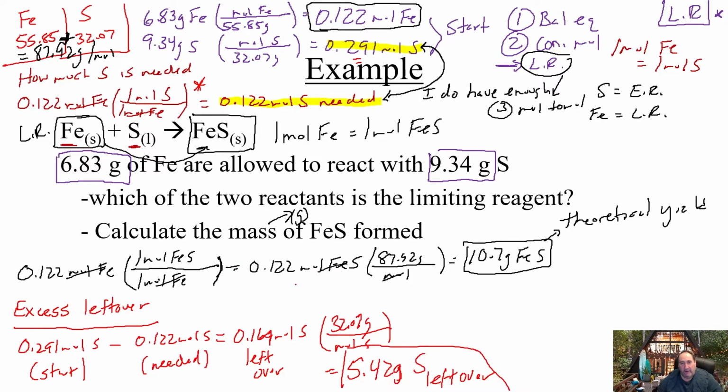And again, here we started with 9.34 grams of sulfur. So roughly in this reaction, we used just under 4 grams of sulfur. Once again, because iron was our limiting reagent, we would have used 100% of iron up. All right, so again, that is the first approach that I showed you.